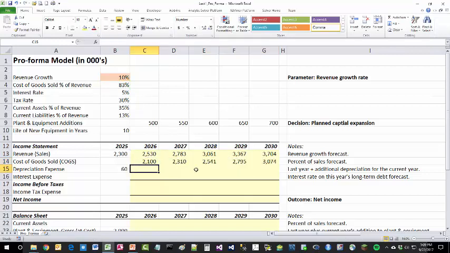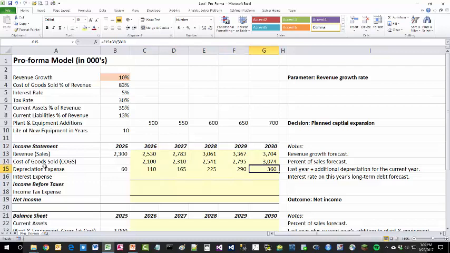5 years. Depreciation expense is last year's plus the additional depreciation for the current year based on the plant and equipment additions right here, depreciated over 10 years. Make sure to fix the 10 years and then copy over to 2030.